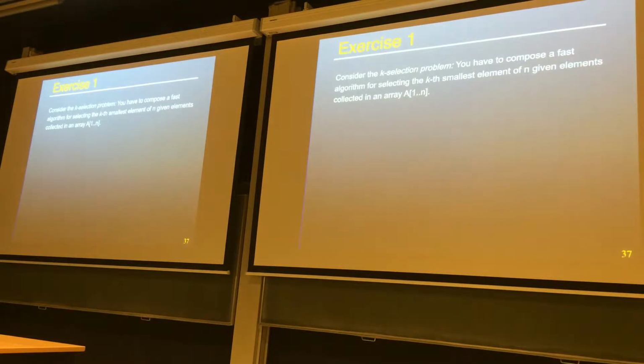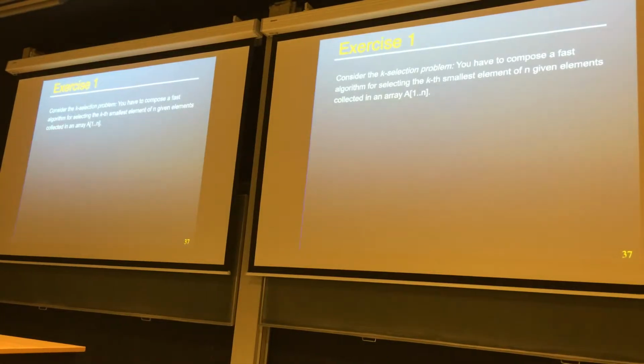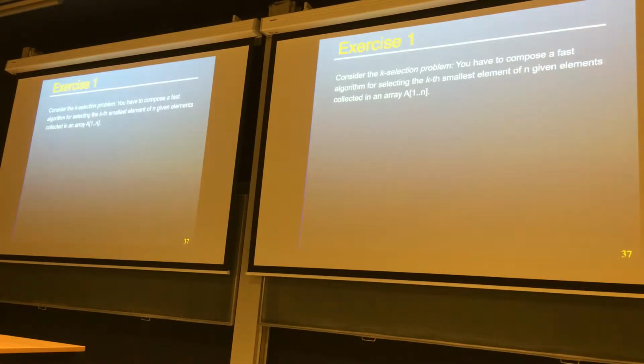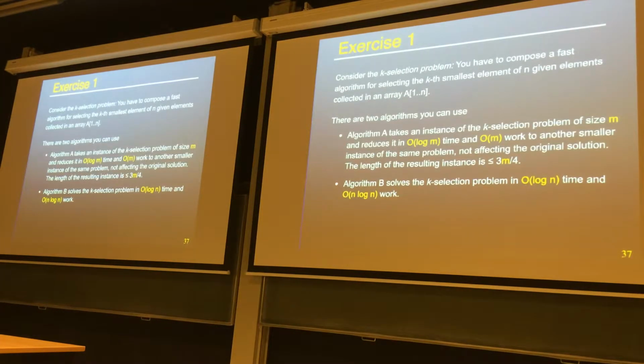It's called the k selection problem, and that's the following. Suppose that you have a set of numbers collected in an array, A[1..n], and you have to select the kth smallest element of these n elements in the array. The smallest, of course, is the minimum, but then you can have the one with the second smallest, etc. Now you have to select the kth smallest element.